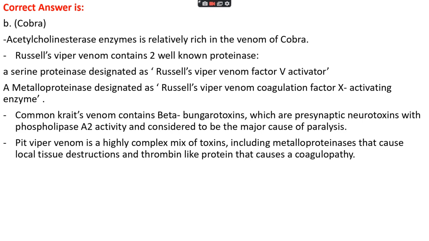Okay, similarly, if we see the venom of pit viper, then it mainly contains a mix of toxins which mainly include metalloproteinases that cause local tissue destruction, and also there is thrombin-like protein which mainly causes coagulopathy.